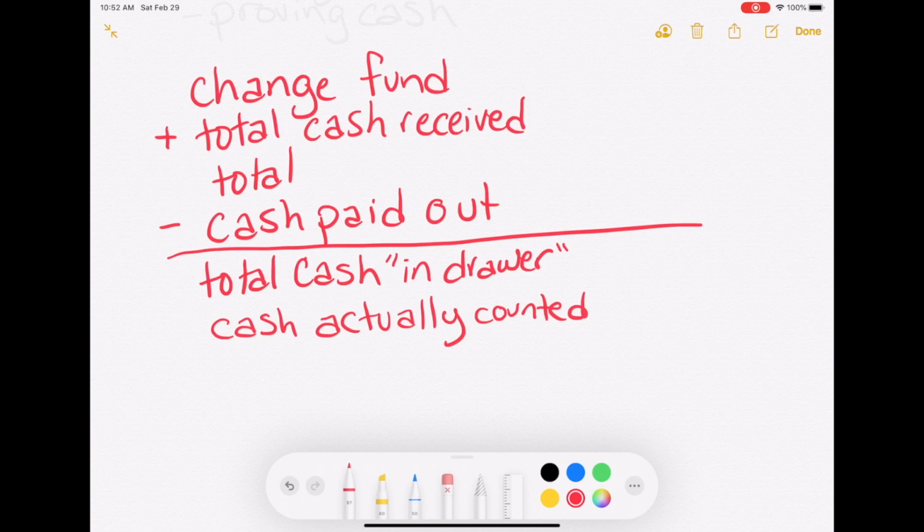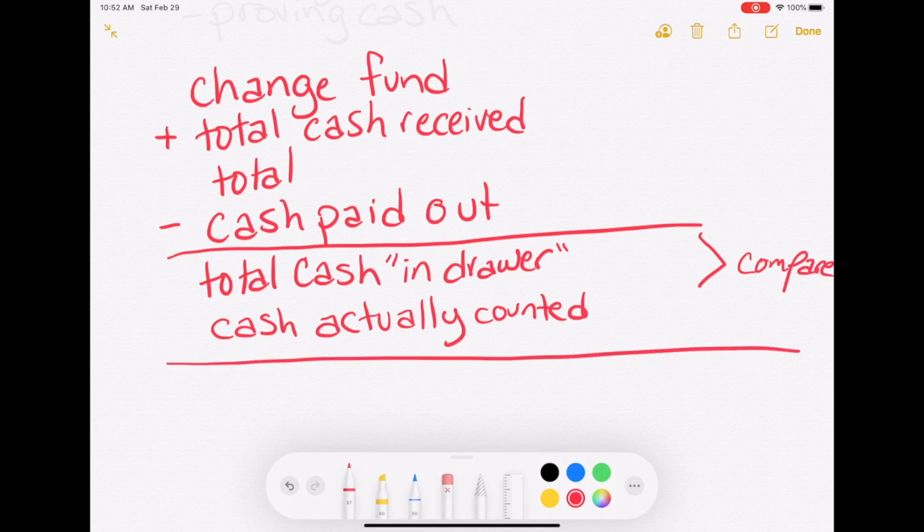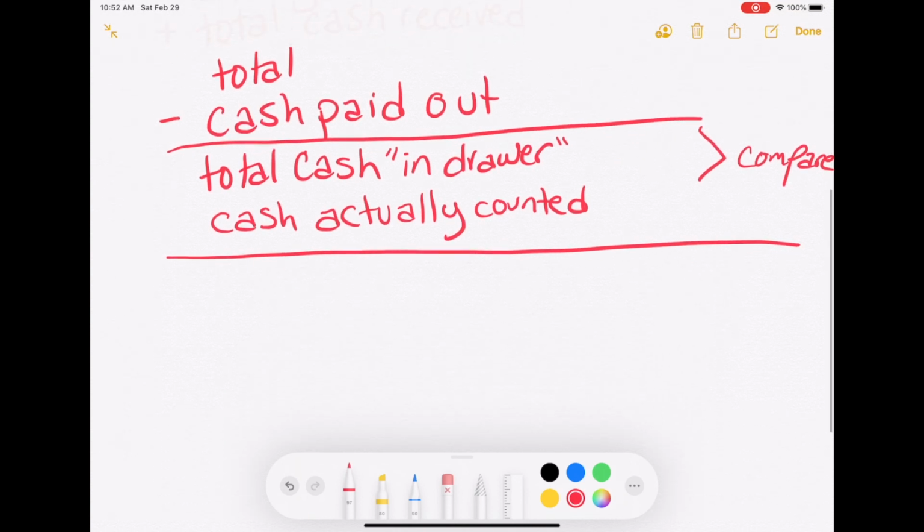Then you will compare these two numbers, and whatever difference you get will be either cash short or cash over. When you subtract these two numbers, if you get a negative number, it is actually cash over. And if you get a positive number, it's cash short.